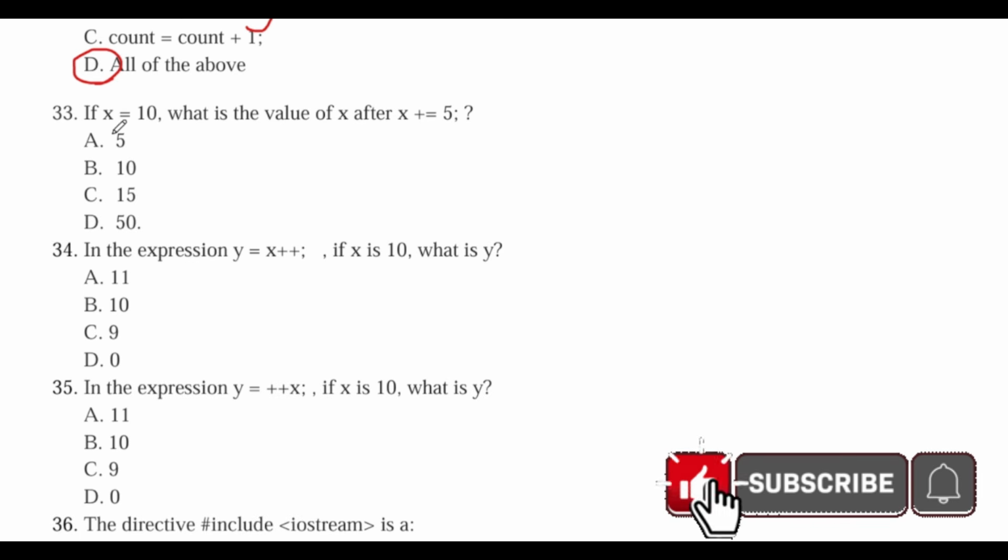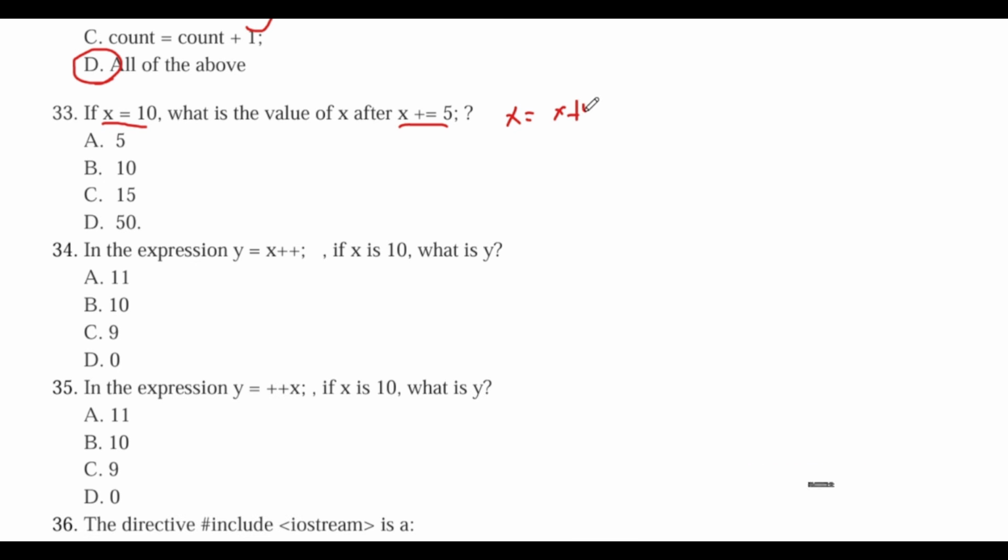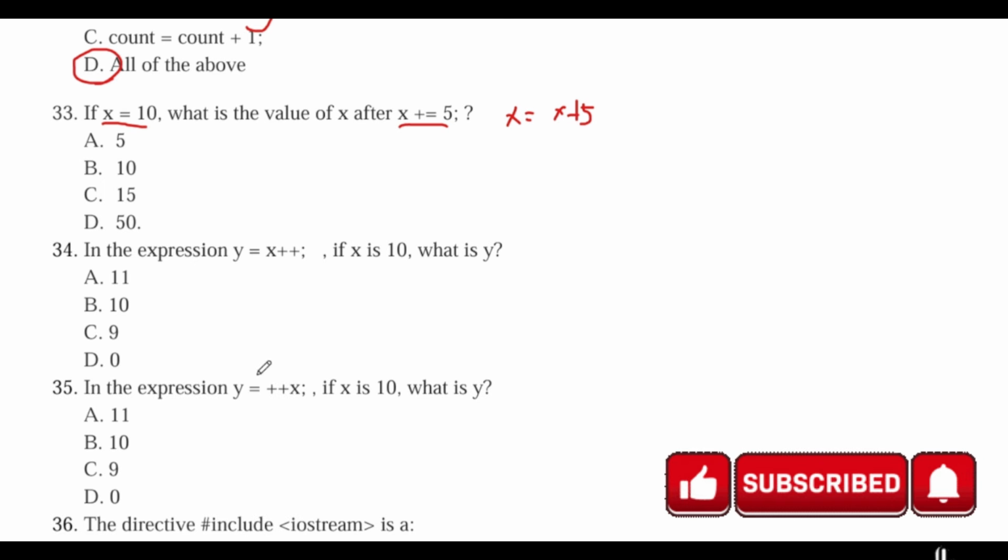Question number 33. If x value is 10, what is the value of x after x plus equals 5? Look at this one. The meaning of this statement, x plus equals 5, means x equals x plus 5. That means you have 10 plus 5. So the result, you can say the answer is 15.